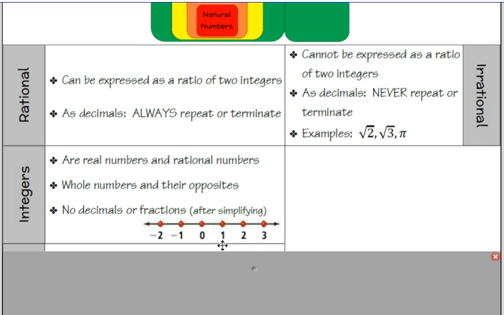So when you look at a number line, we'll talk about our whole numbers here in a minute, but our integers are our negative values, including 0, and then our positive values, so 1, 2, and 3. So it's that whole numbers and their opposites. So if whole numbers doesn't mean a whole lot to you, hopefully it will in just a moment.